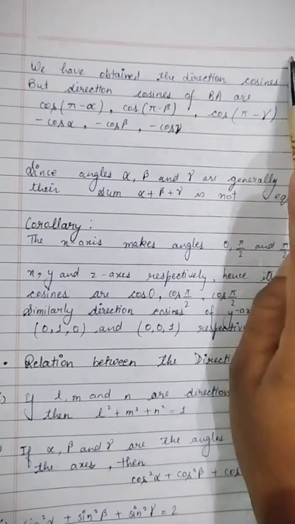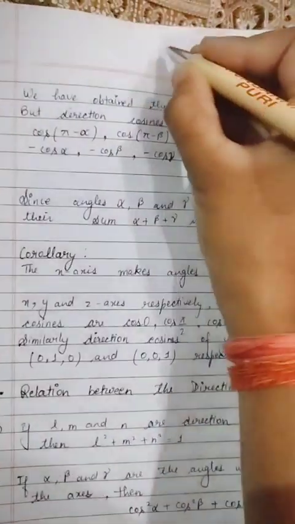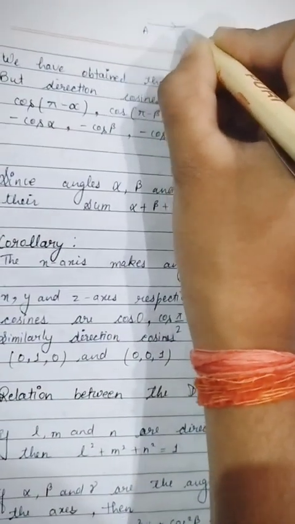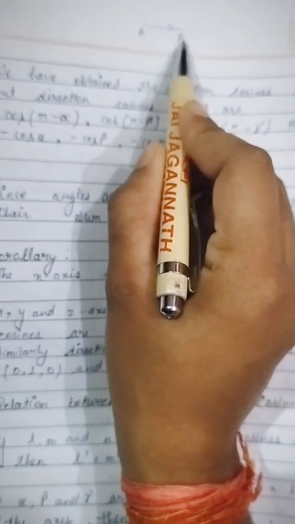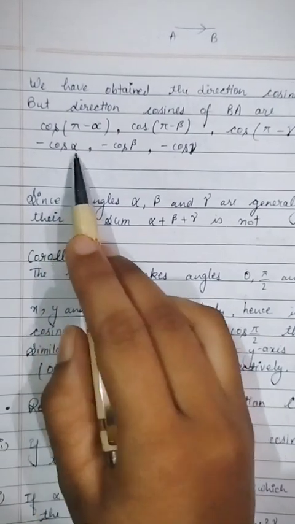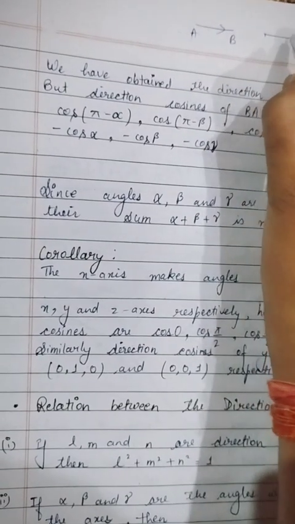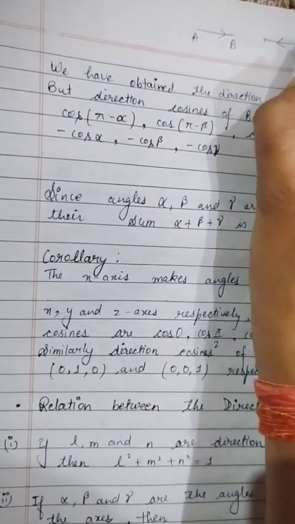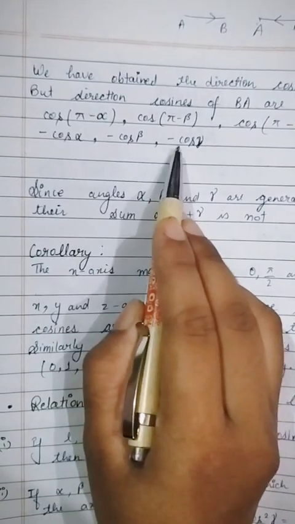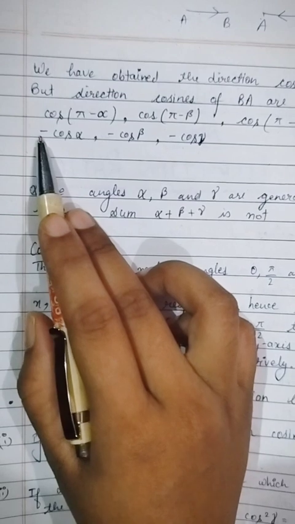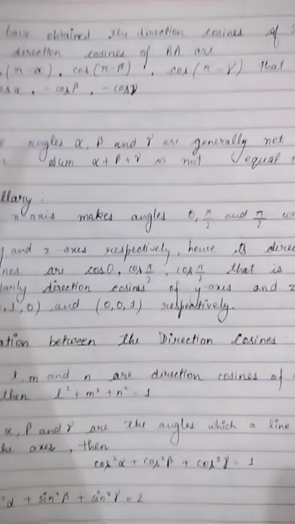So if we just reverse the direction of the line: first we drew AB, taking the direction from A to B, and the direction cosines are cos alpha, cos beta, cos gamma. But if we take the opposite direction, from B to A, negative signs will come. So the direction cosines will become minus cos alpha, minus cos beta and minus cos gamma.